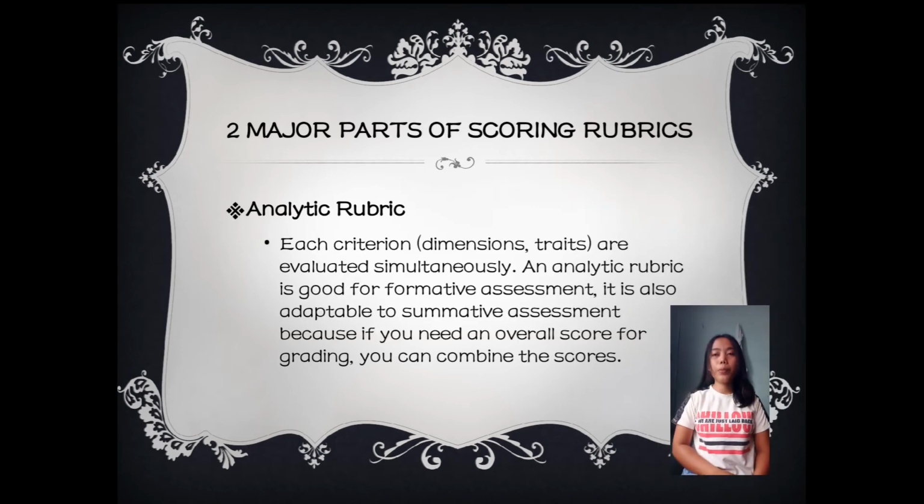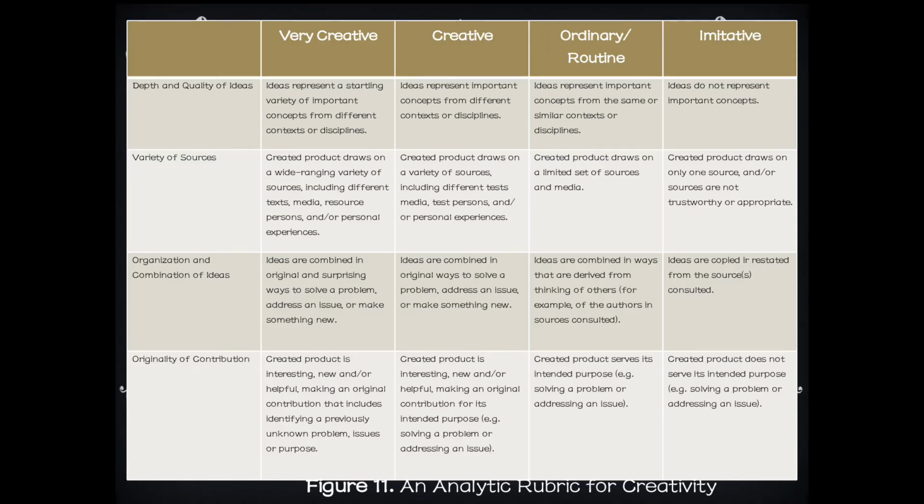So there are 2 major parts of scoring rubrics. The first one is the analytic rubric. Each criterion, dimension, or trait is evaluated simultaneously. An analytic rubric is good for formative assessment. It is also adaptable to summative assessment because if you need an overall score for grading, you can combine the scores. This figure is an analytic rubric for creativity.